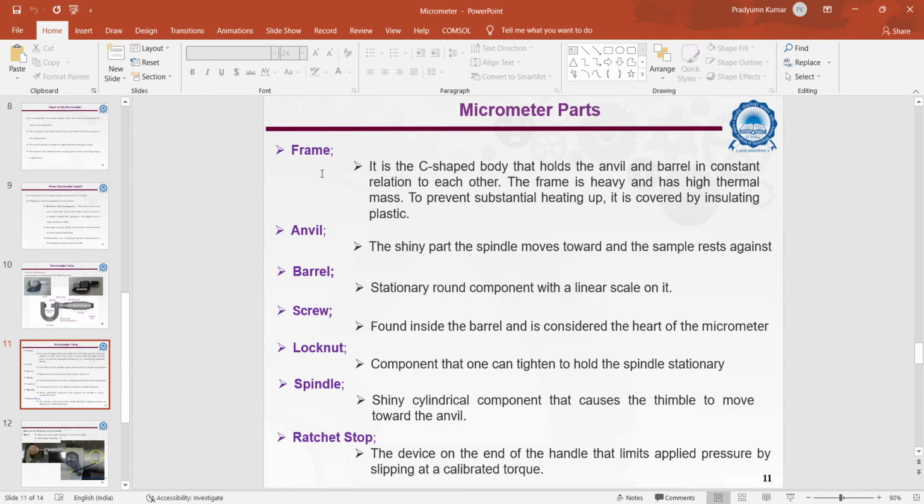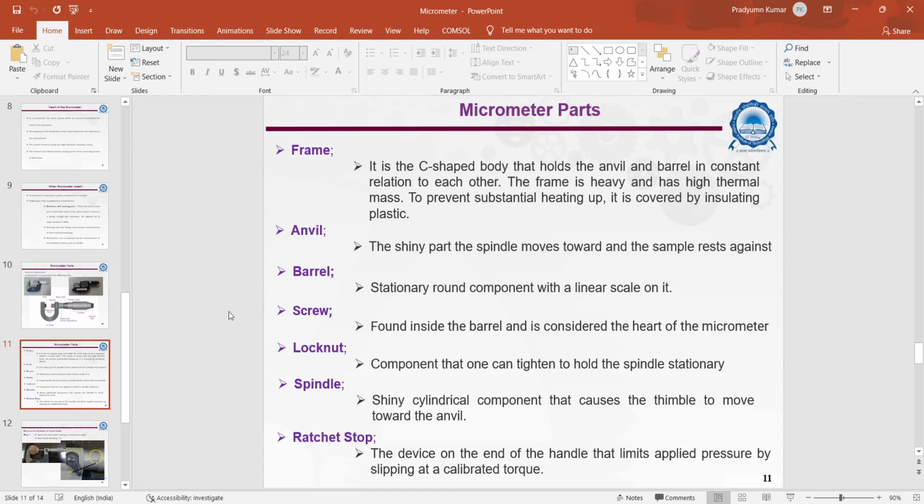Frame. It is the C-shaped body that holds the anvil and barrel in constant relation to each other. The frame is heavy and has high thermal mass. To prevent substantial heating up, it is covered by insulating plastic. Now the anvil, the shiny part that the spindle moves toward the sample. Barrel: a stationary round component with a linear scale on it.